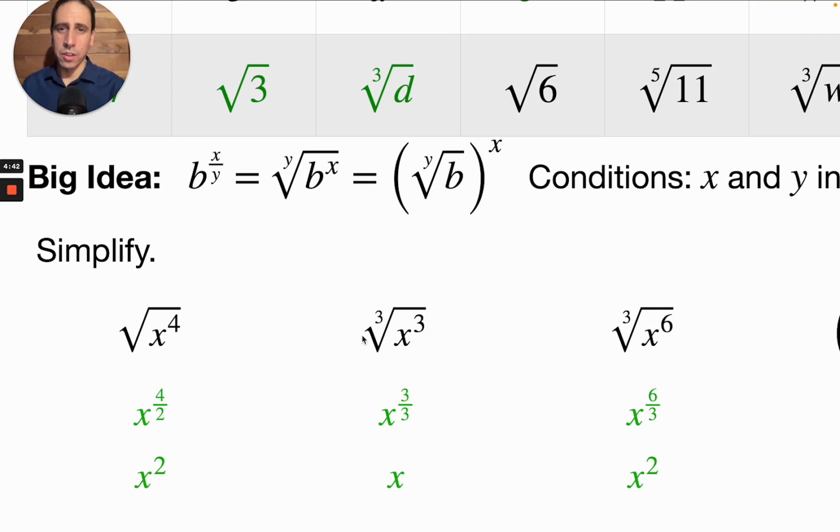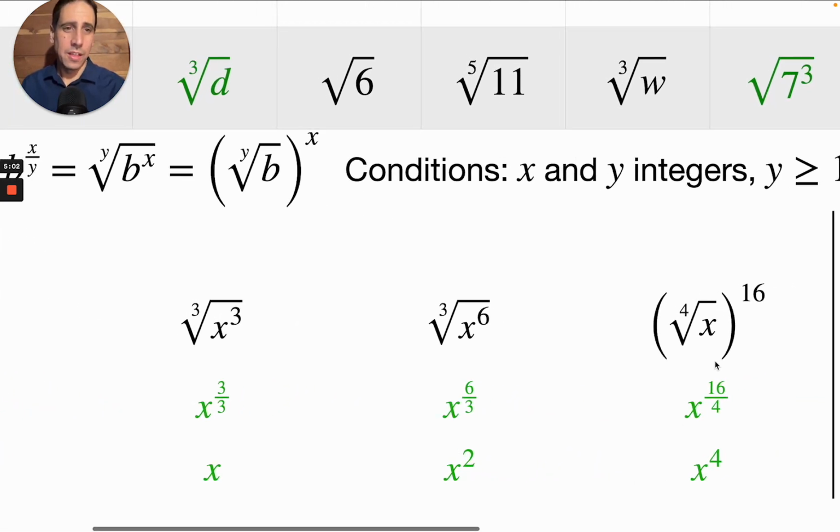X to the 3rd, with the cube root of x to the 3rd, that's 3 over 3. The numerator comes from here, and the denominator comes from here, and you simplify it, you get x to the 1st power, which is just x. Cube root of x to the 6th, well, that's just going to be 6 over 3, the same thing as x squared.